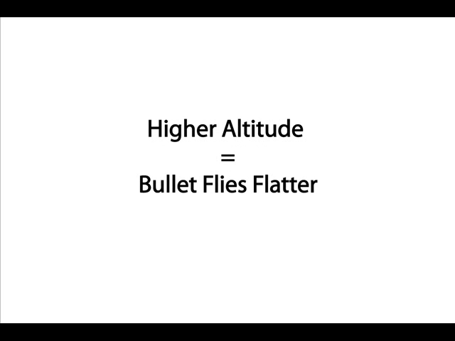Okay, now if you have a higher altitude situation, let's say you move to a higher altitude, that also means your bullet is going to fly flatter because you have less pressure. It's the same type of situation as decreasing your barometric pressure. So if you move to higher altitude, your bullet is going to fly flatter.